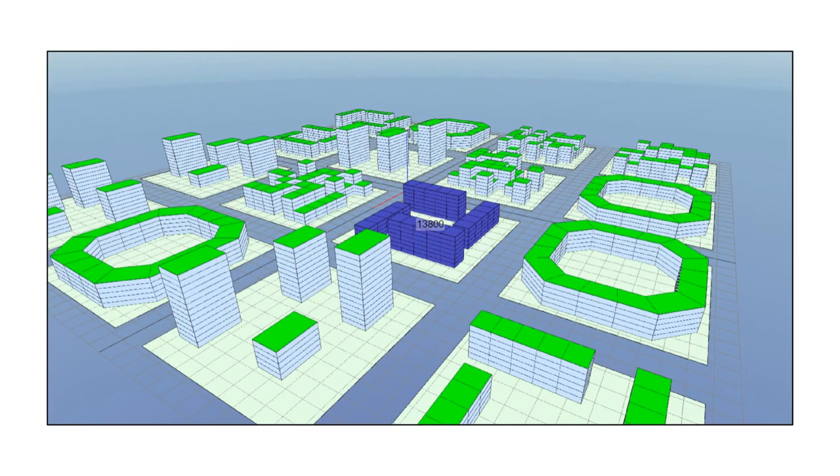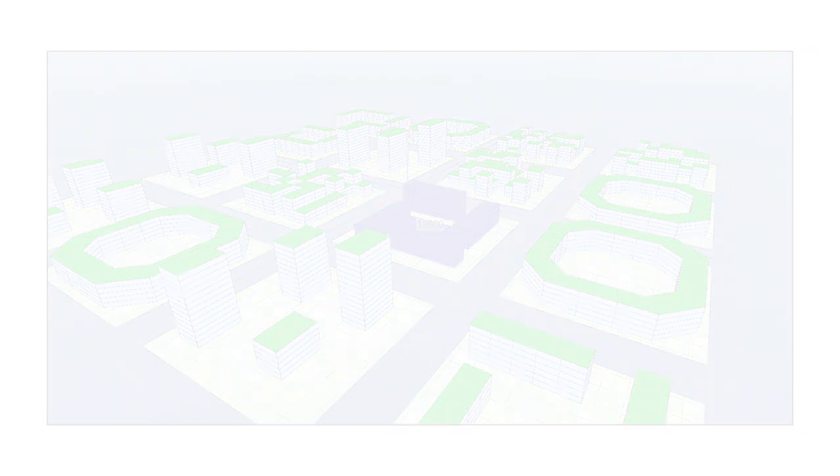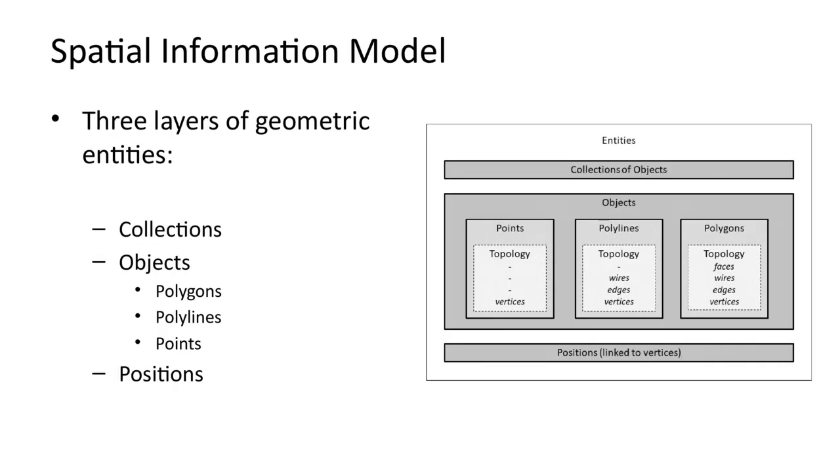In this video, we will look at collections in Mobius. In the Mobius Spatial Information Model, geometric entities are organized into a hierarchical data structure. There are three main layers. At the top are collections of objects. In the middle are objects. And at the bottom are positions.